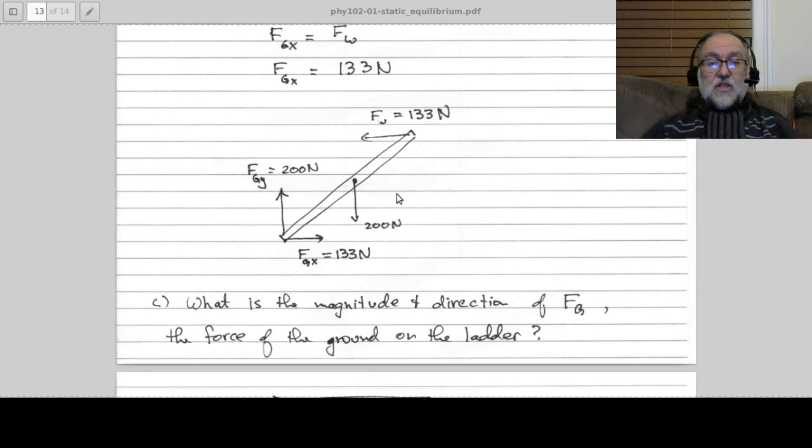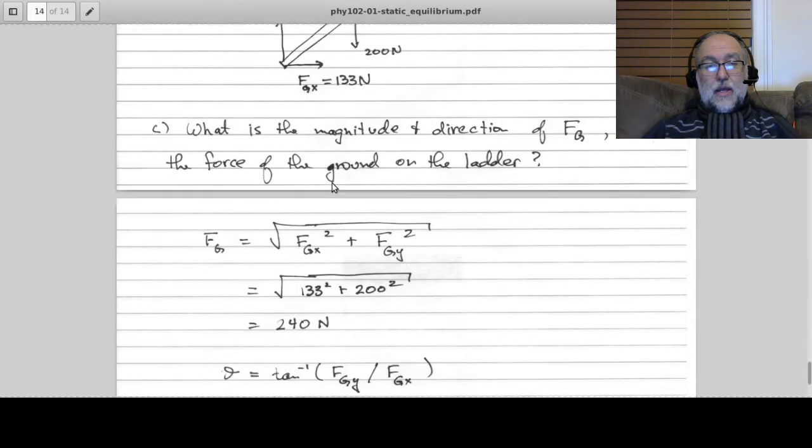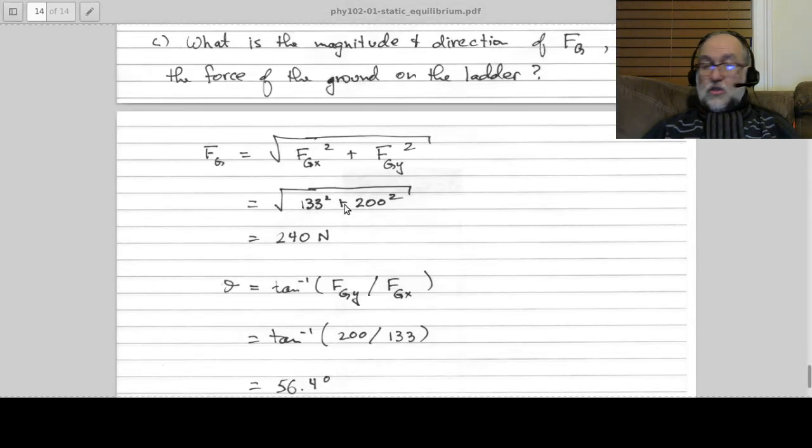But just to finish this off, let's find the magnitude and direction of the force of the ground. You'll be surprised. It's not exactly along the ladder. It's actually at some angle. So what is the magnitude of FG, and what is the direction? For the magnitude, just use the Pythagorean theorem. It's the square root of the x component squared plus the y component squared. The x component was 133, the y component was 200, and that gives you 240 newtons.